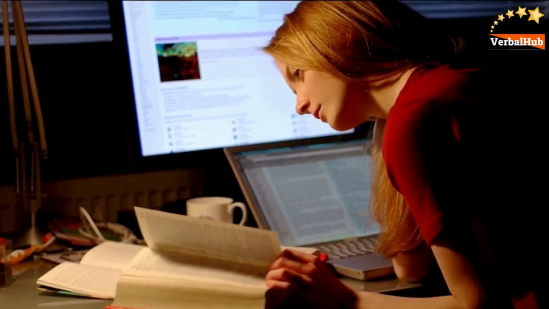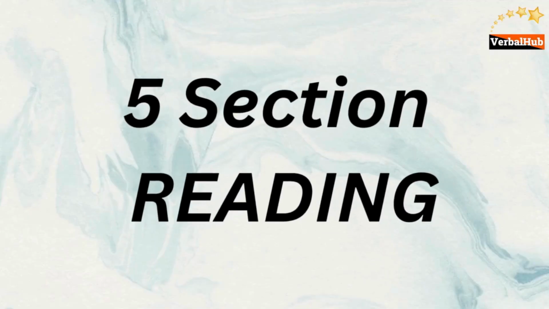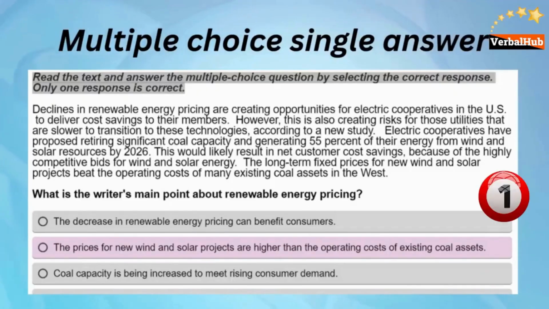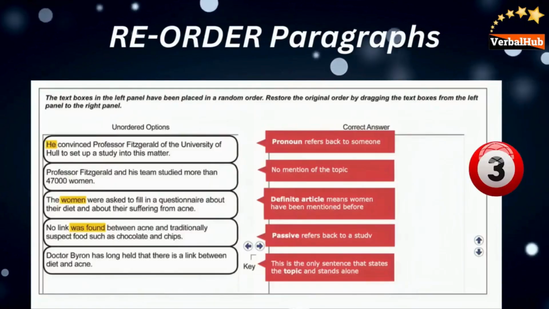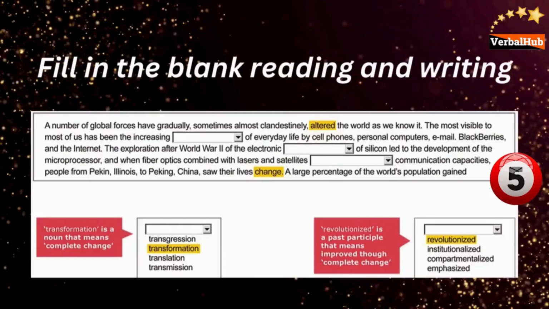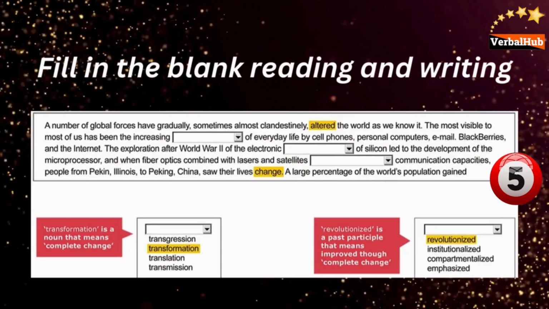Reorder paragraph is a part of the PTE reading section. There are 5 sections in reading. First is multiple choice, choose single answer. Second is multiple choice, choose multiple answers. Third is reorder paragraph. Fourth is fill in the blanks. And fifth is fill in the blanks, reading and writing.